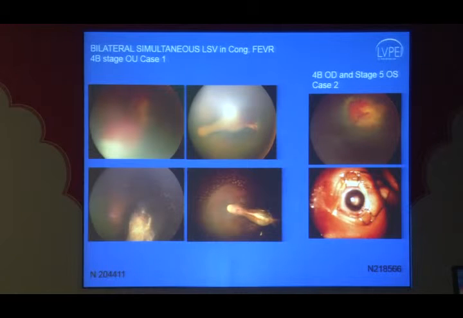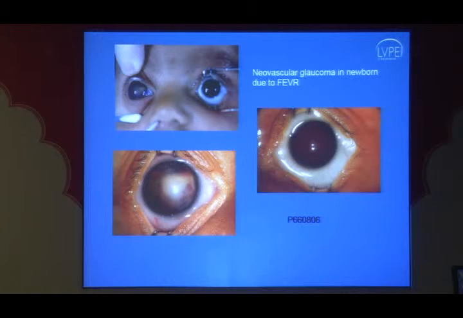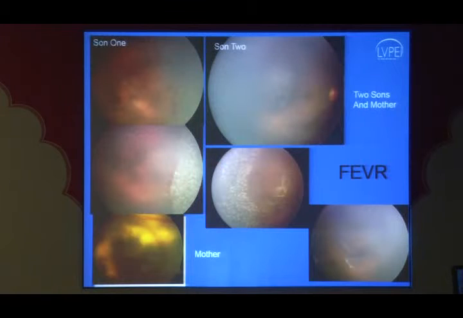So in neonates, 2 types of manifestations we have detected. One is a very fulminant type. It almost looks like APROP. So they have very severe phenotype, very immature retina, hardly any retina has formed, and they can present with neovascular glaucoma. Like this 1-day-old child presented with neovascular glaucoma in one eye and vitreous hemorrhage because of FEVR in the other eye. And the other manifestation which we see in neonates is this manifestation.